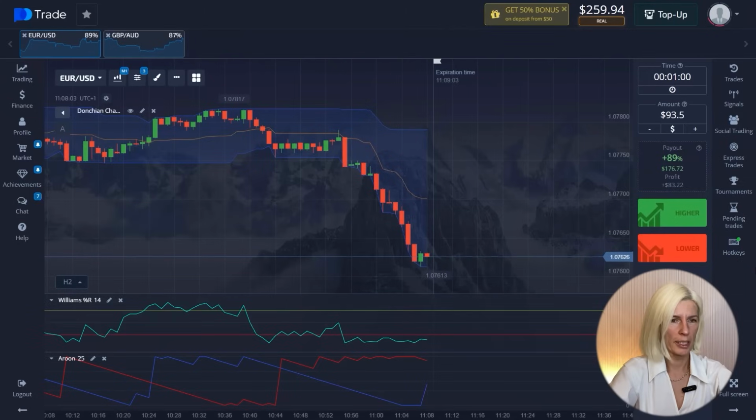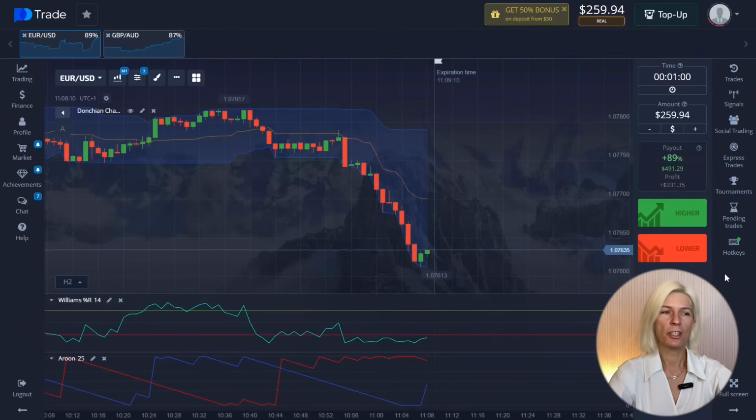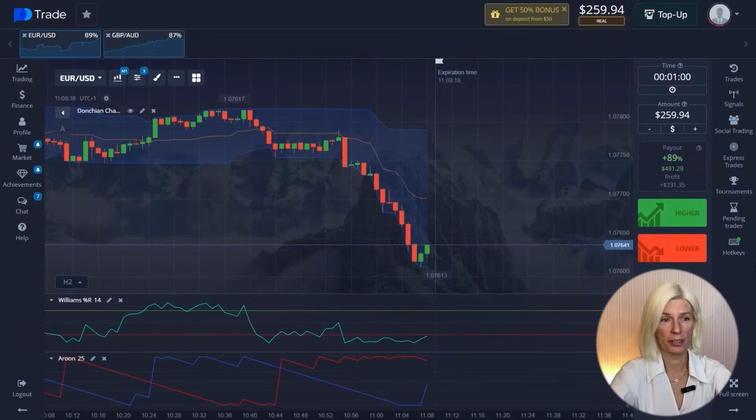Before continuing trading, I will change the trading amount again and increase it to $259.94. Do not be afraid of unsuccessful trades. The main thing is that the profitability should be positive over the long run. I want you to know that a trader is considered successful and makes profits if he has 60 to 70% of trades closed with profits.